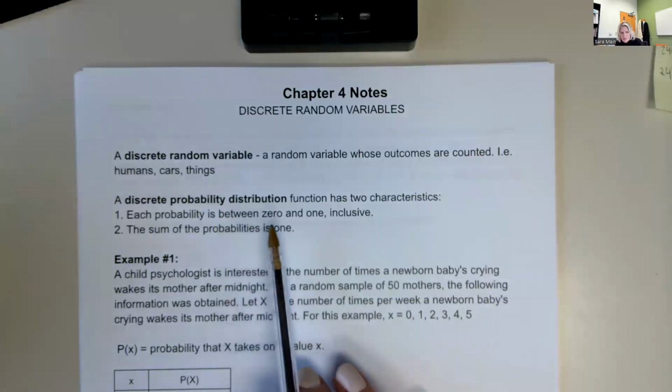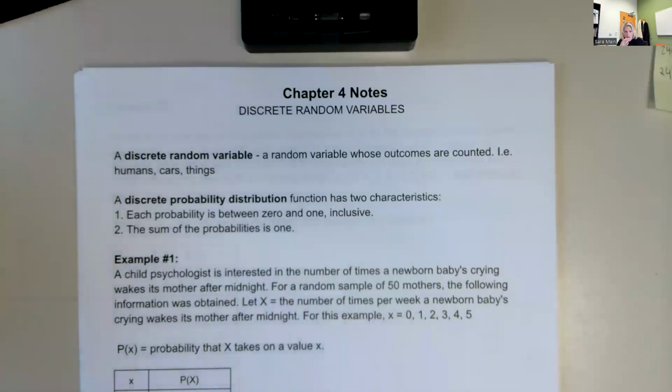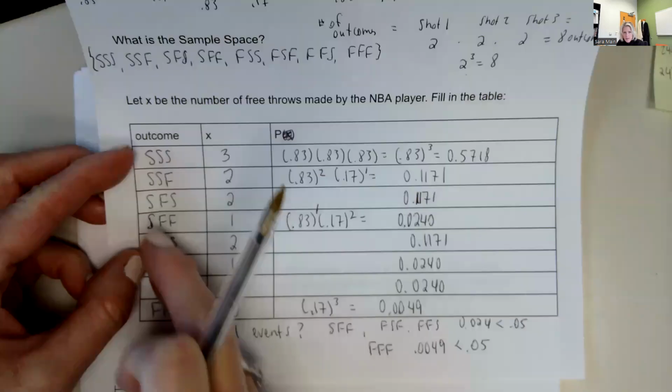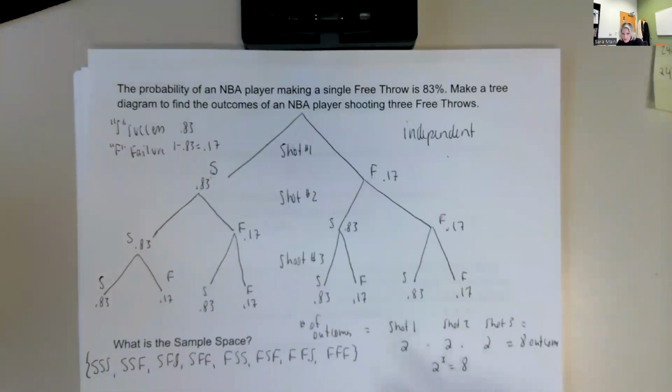A discrete probability distribution lays out all of the actual outcomes. And so we just created a distribution here of the possible outcomes from an NBA player shooting the free throw 3 times.